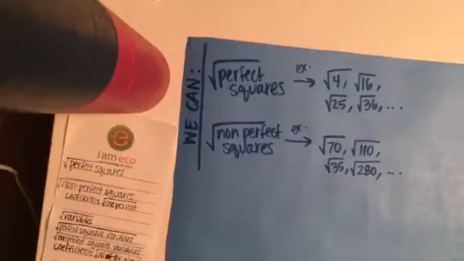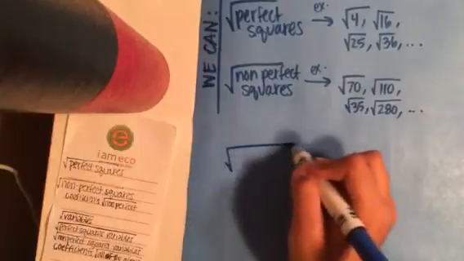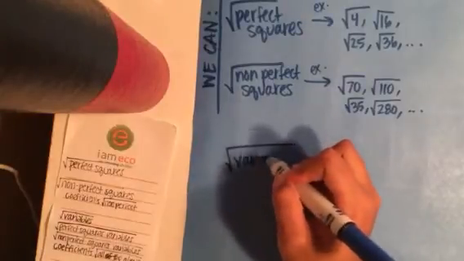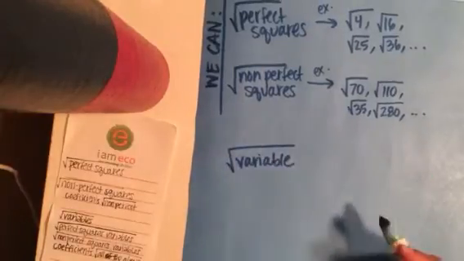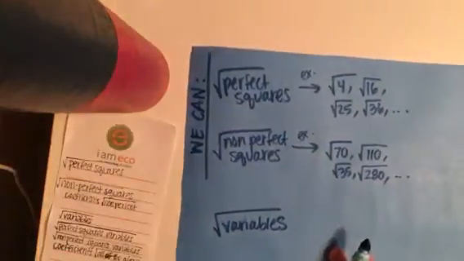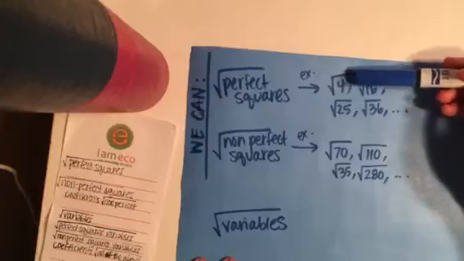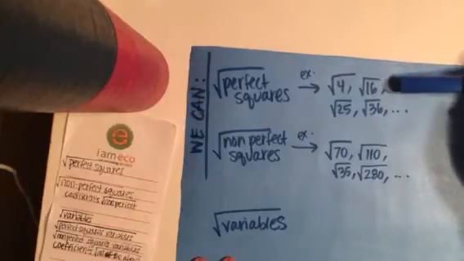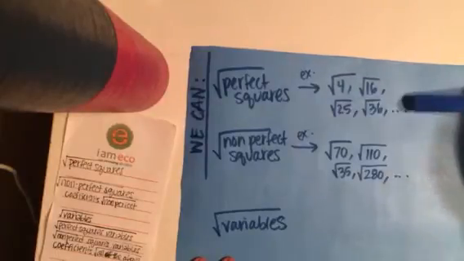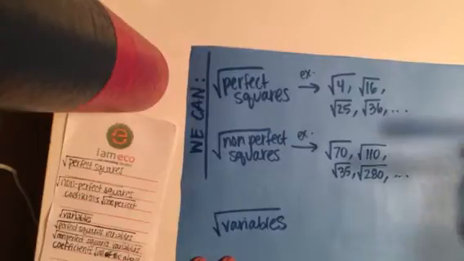Hi, so in this video we are going to talk about how to take the square root of variables. Now, in our last video we talked about taking the square root of perfect squares. So for example, taking the square root of 4 will give you 2, taking the square root of 16 will give you 4, 5, and 6, and we talked about what perfect squares were.